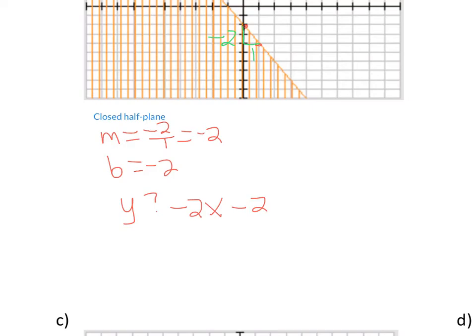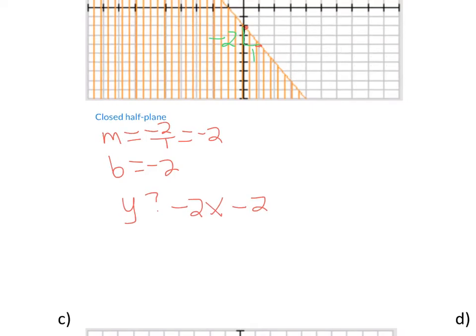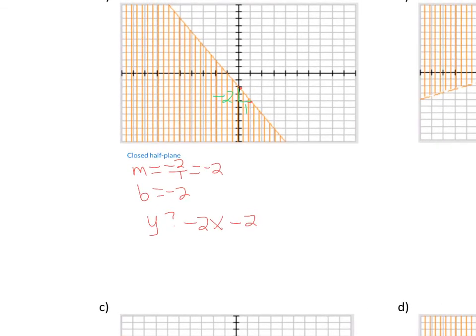In order to do that, I'm going to use a test point. I know you can pick any point that you want, but I'm going to pick a point that's within the shaded region because I know that's accurate. So let's pick this point right here. Again, no reason other than it's in the shaded region. This point is negative 2, 0.